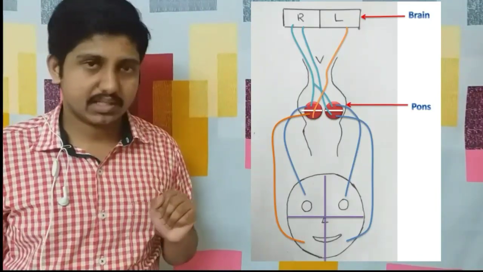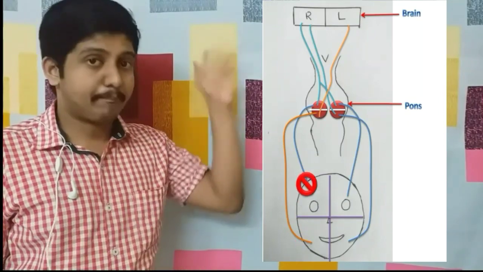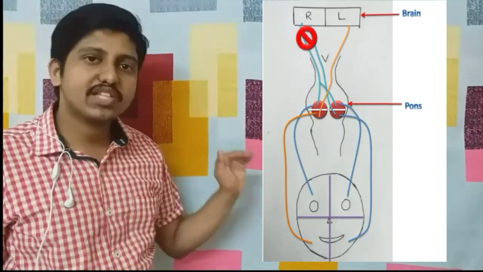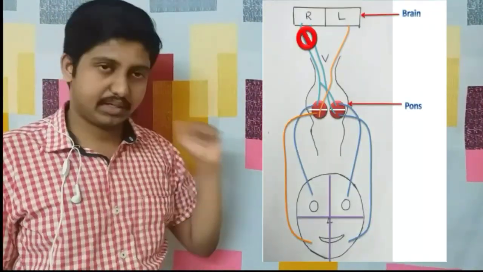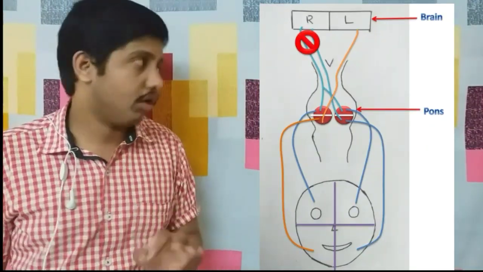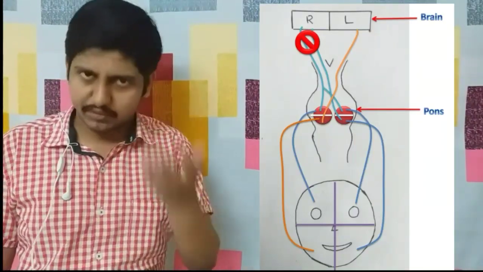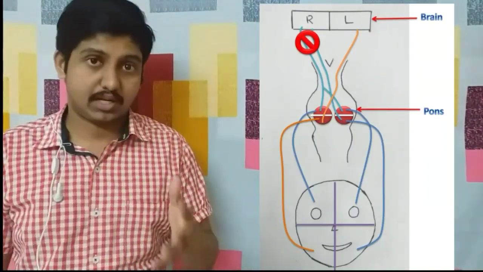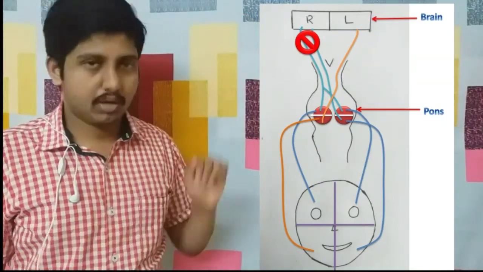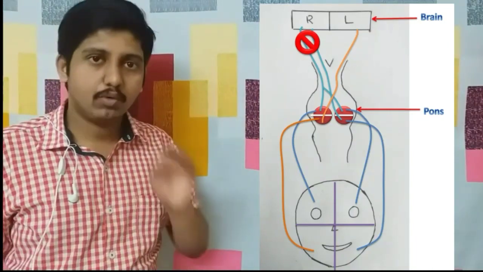So what happens if a lesion occurs at this upper motor neuron, just before the motor nucleus from the brain? At the right side, if the right upper motor neuron gets affected due to some infections or aneurysms and all, then what happens? A lesion occurs there. What happens?